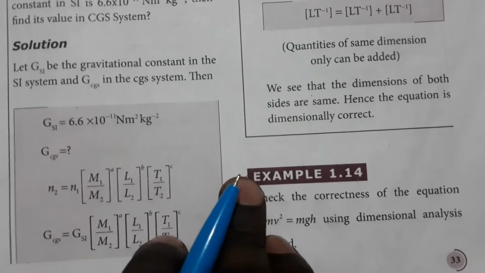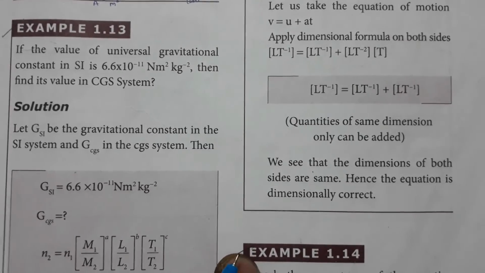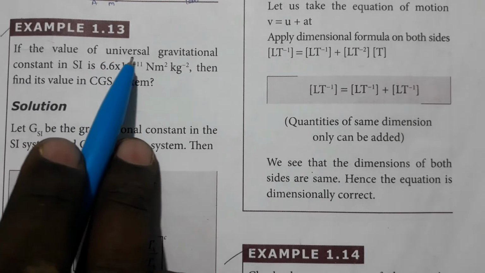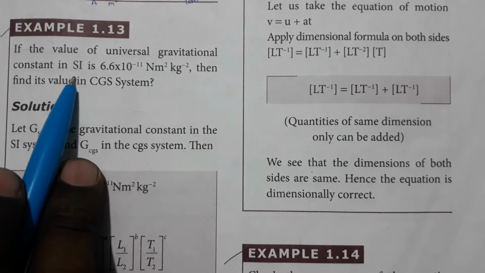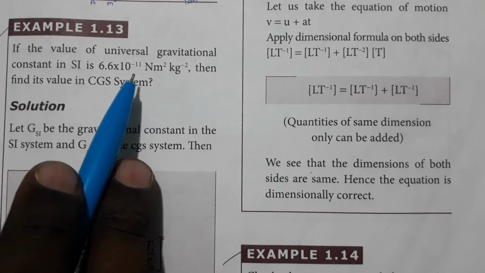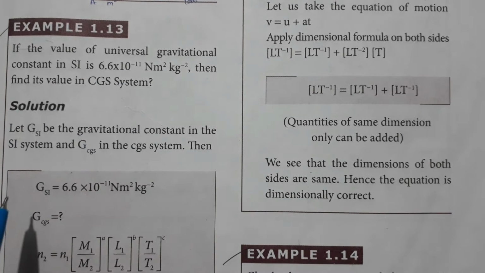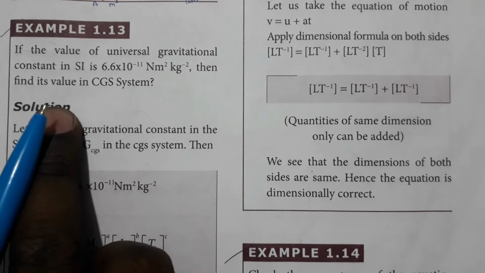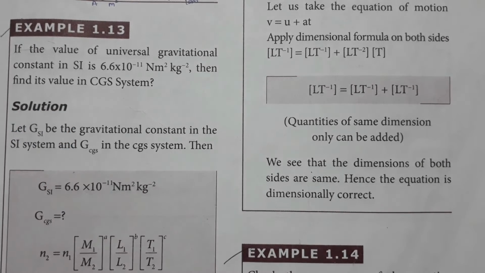Now we will see the next problem. If the value of universal gravitational constant in SI unit is 6.6 × 10^-11 N m² kg^-2, then find its value in CGS units.